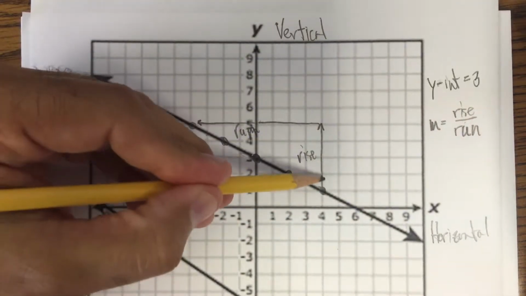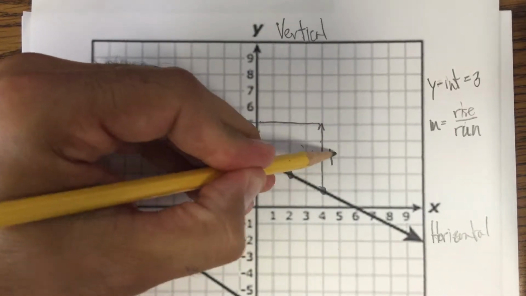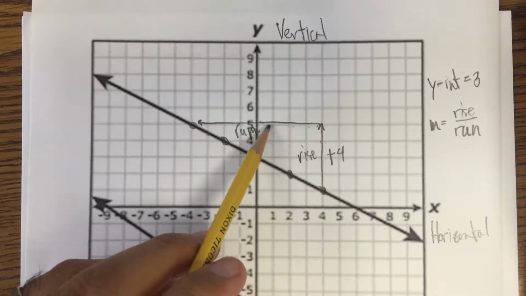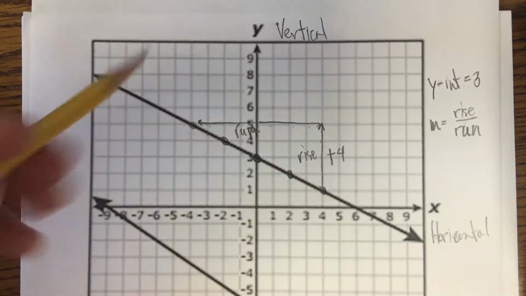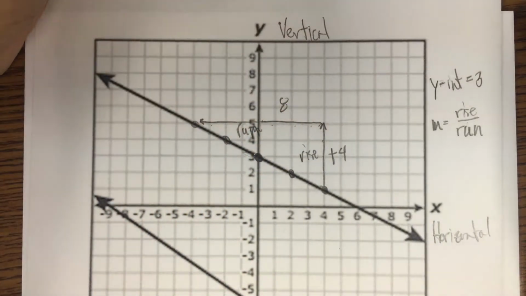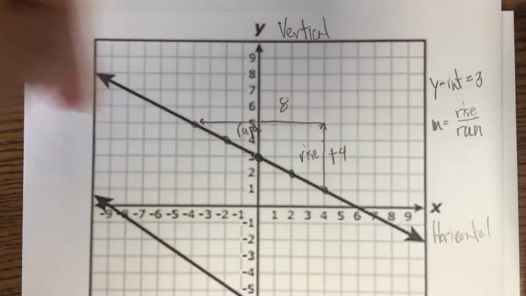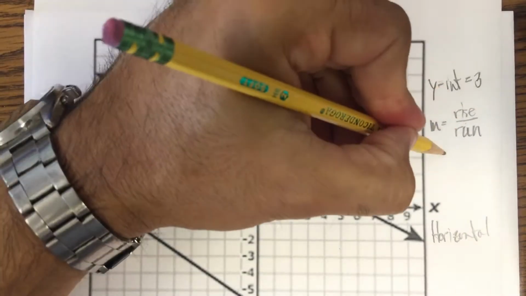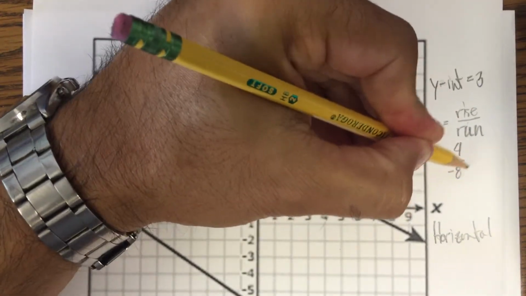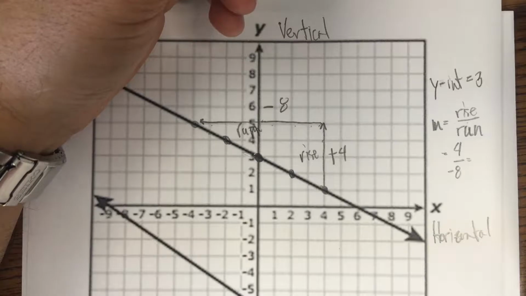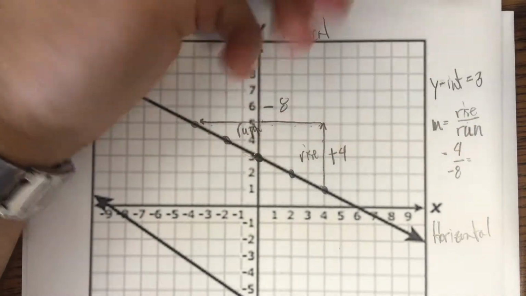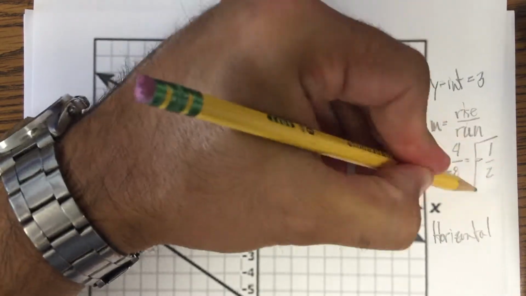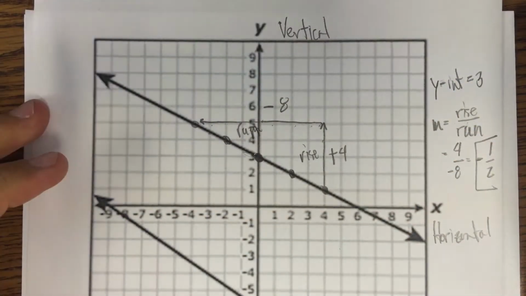So how many did we go up? 1, 2, 3, 4. So that's plus 4 because we went up. And then how many did we go over? 1, 2, 3, 4, 5, 6, 7, 8. That was 8. Well, what direction did we go? Did we go in the positive direction or the negative direction? We went negative. So rise over run, there would be 4 over negative 8. And we always want to reduce this down as far as possible. Always reduce your slope, reduce your fraction, negative 1/2. So the slope here is negative 1/2.